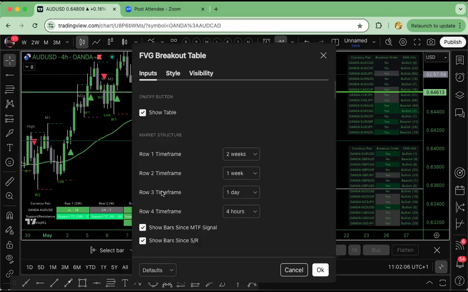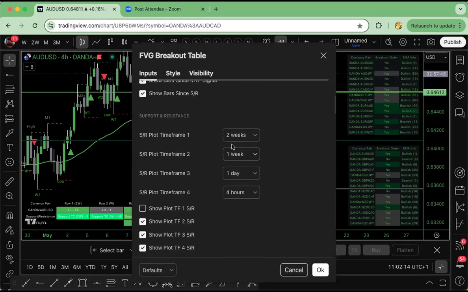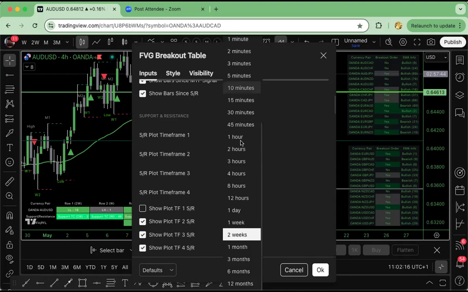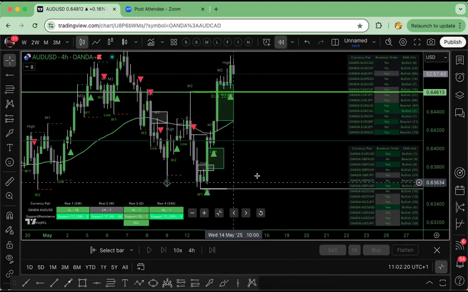And you can actually set this to any time frame you want. So you can change the market structure one, which is the highs and lows, to whatever time frames you want. And you can change the support and resistance to whatever time frames you want. It's completely up to you, but I prefer to use these ones.